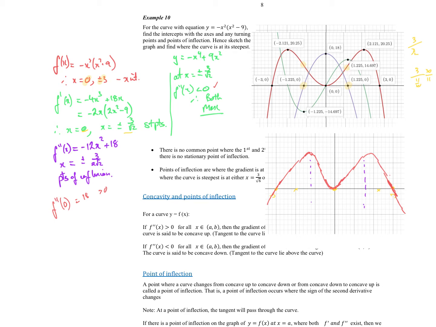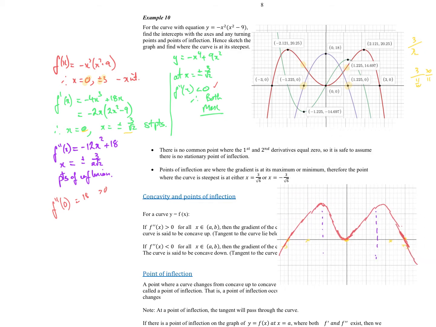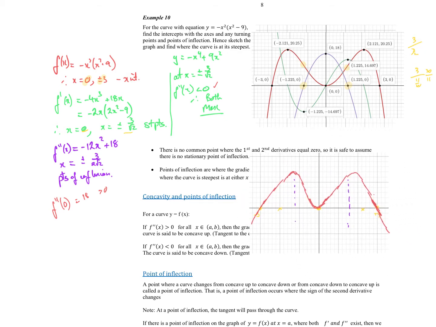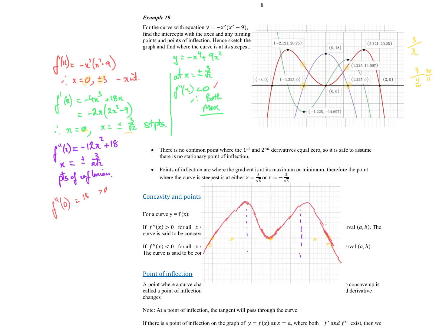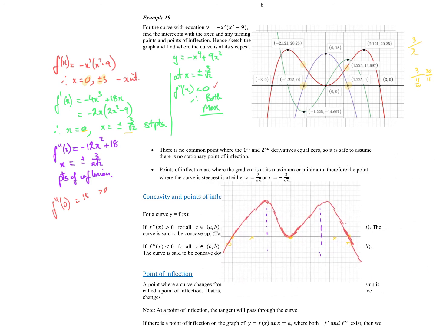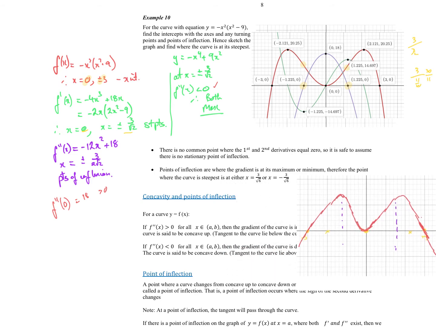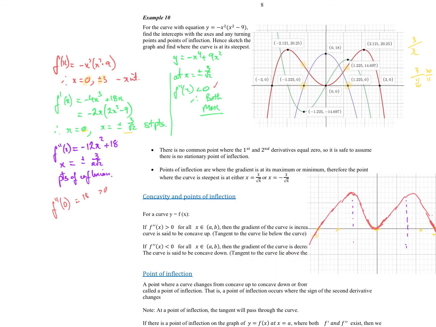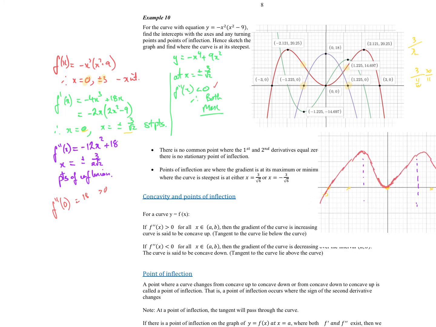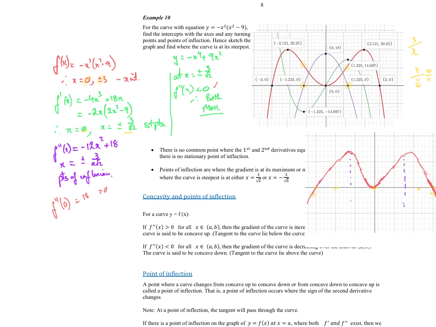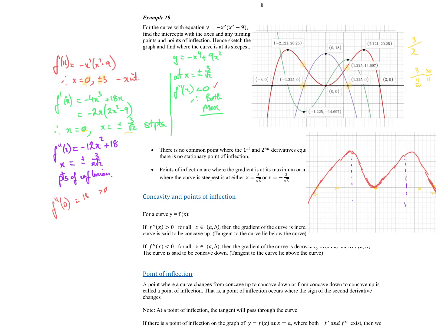What else does our little notes have to say for us? There is no common point where first and second derivative equals 0, so it's safe to assume there is no stationary point of inflection. Points of inflection are where the gradient is at its maximum or minimum, therefore the point where the curve is at its steepest. Those points I've just highlighted are 3 on root 6 or negative 3 on root 6, which is our, what have we said, 3 on root 2 point.